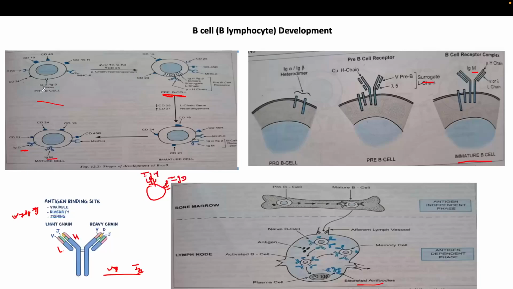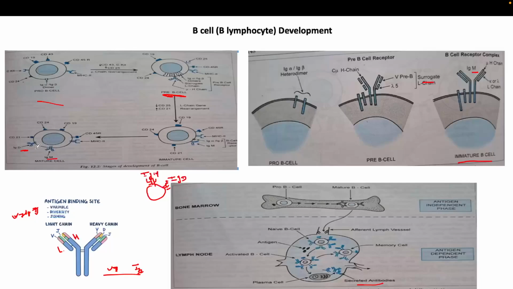Okay, this happens during the transition of the pro B cell to the pre B cell. Once the pre B cell is formed, it has the intact heavy chain, and it has the surrogate light chain, because the light chain synthesis is not yet completed. Once this pre B cell receptor is converted into the immature cell, the light chain synthesis is also completed, and the IgM molecule will be synthesized on the surface of the B cell. After that it will develop into a mature B cell, where the IgD antibody will also be there.